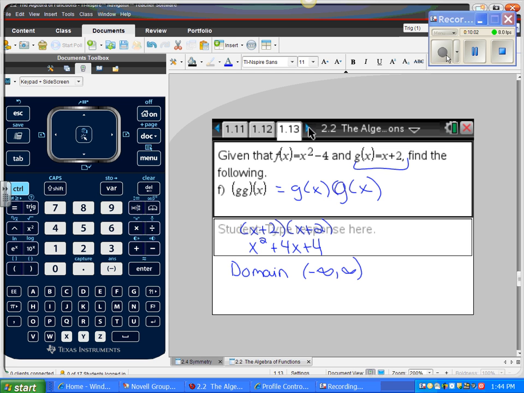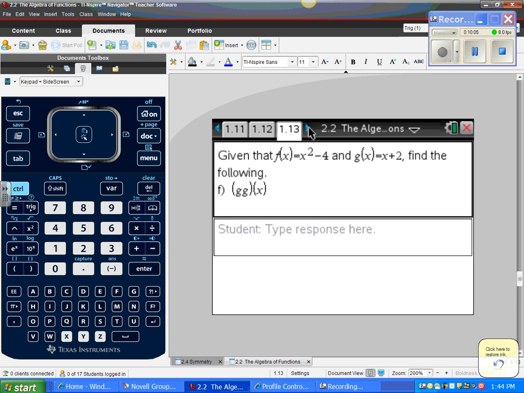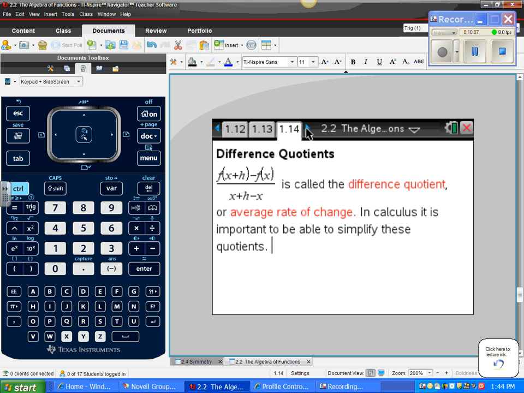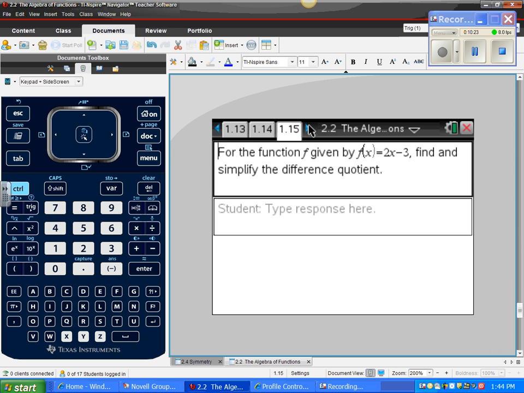Okay, so here comes the tricky part, difference quotients. Okay, f of x plus h minus f of x divided by x plus h minus x is called the difference quotient, or average rate of change. In calculus, it's important to be able to simplify these quotients, so we're going to do quite a bit of work with these. For the function f given by f of x equals 2x minus 3, find and simplify the difference quotient.